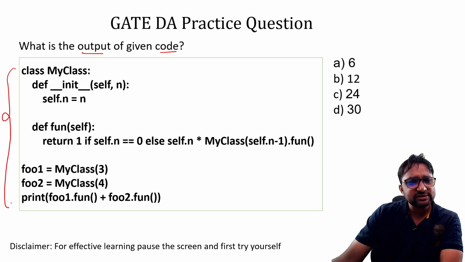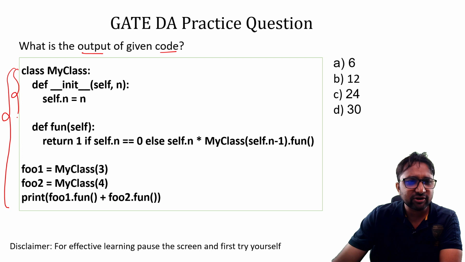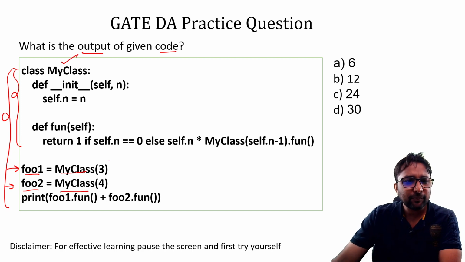In this code I can see that there is a class given to us, and we created two objects of this class. Foo1 and Foo2 are the objects of my class. We are passing two values while creating the object. This value will be received over here and updated in this n variable.